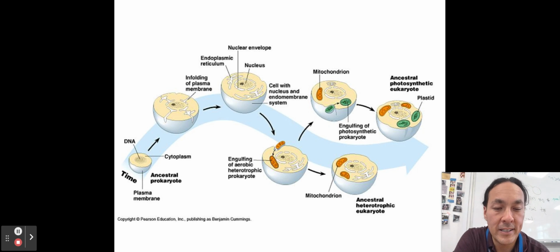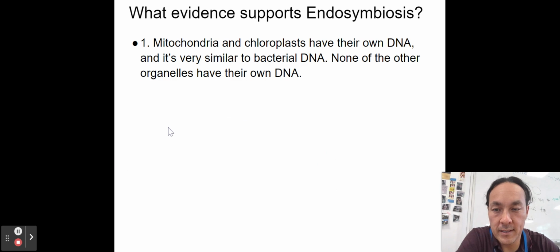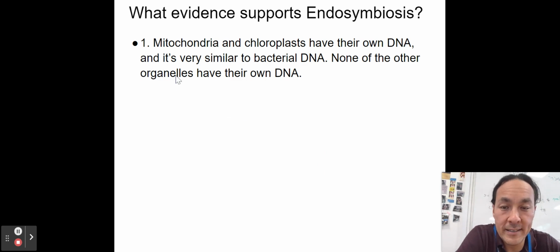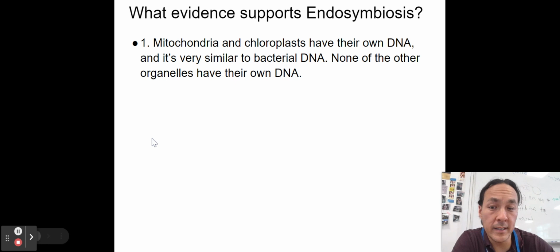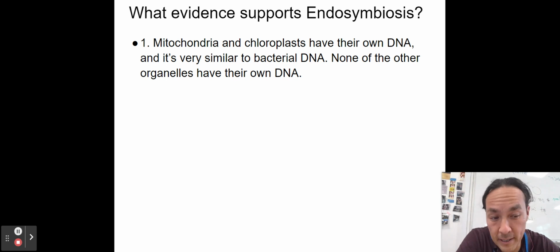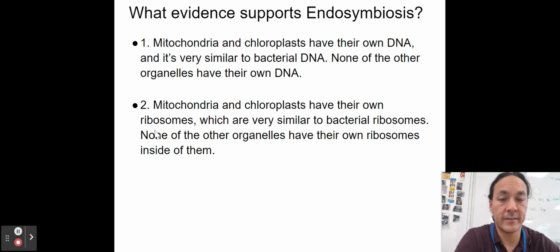What is some evidence for this? Well, some evidence that supports this is that they each have their own DNA. And that DNA inside the mitochondria and the chloroplast is circular. It's very similar to bacterial DNA. None of the other organelles have their own DNA. The endoplasmic reticulum, the Golgi apparatus, they do not have their own DNA.